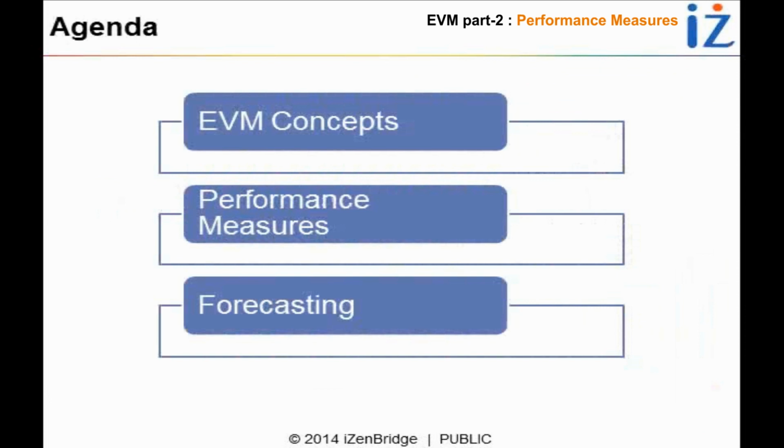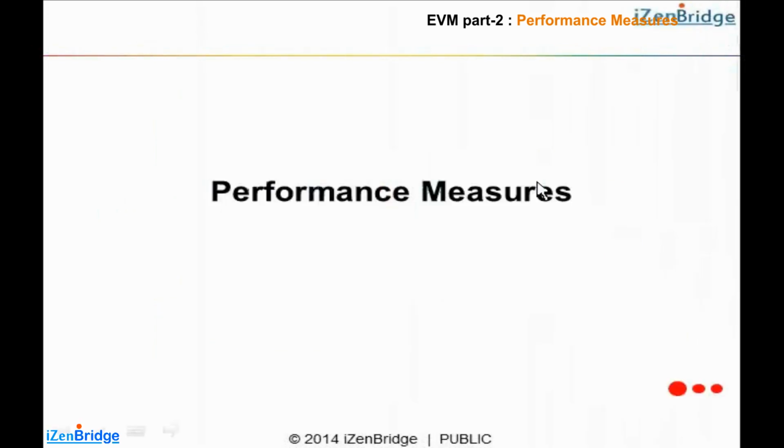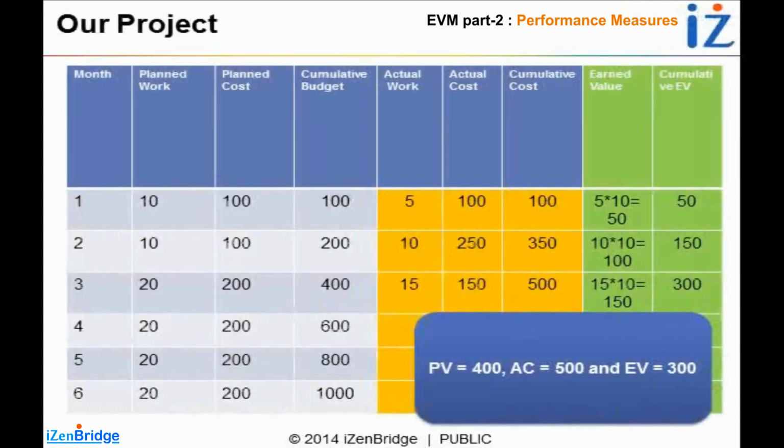Let's move to the performance measurement. Till this point, what we have done is we have calculated planned value, we have looked at actual cost, and on the basis of actual work and planned value, we have calculated our earned value. With this data, what kind of performance measures can we identify to get an idea of where we stand? Are we doing good cost-wise, time-wise, schedule-wise, etc.? So this section talks about that.